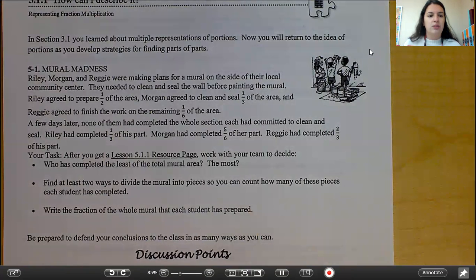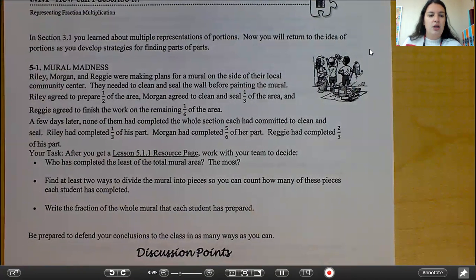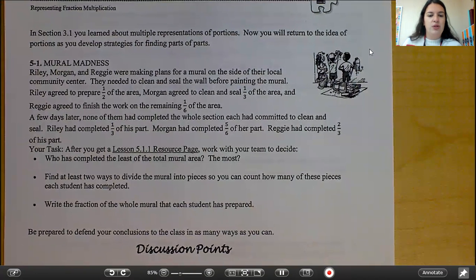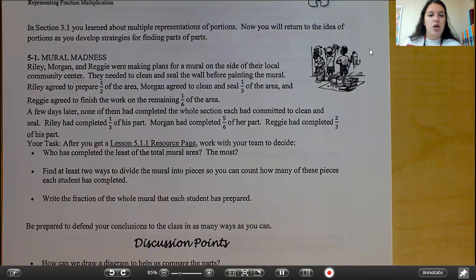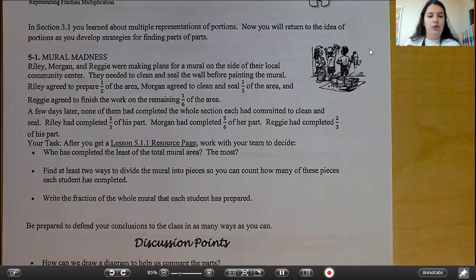A few days later, none of them had completed the whole section each had committed to clean and seal. Riley had completed 1/3 of his part, Morgan had completed 5/6 of her part, Reggie had completed 2/3 of his part. Your task: after you get a 5.1 resource page, work with your team to decide who has completed the least of the total mural, the most.